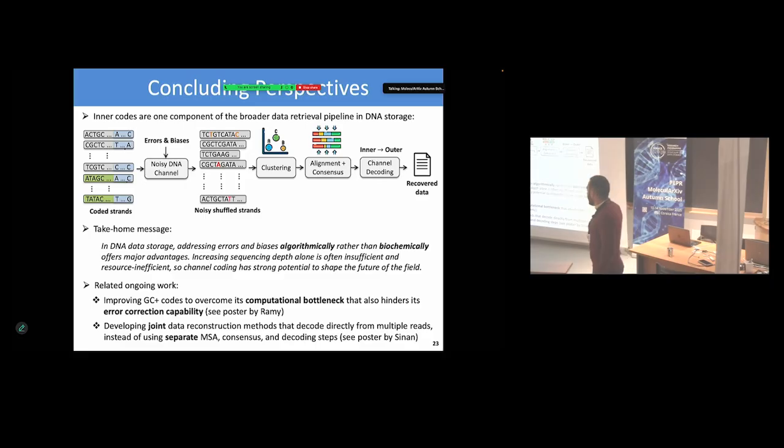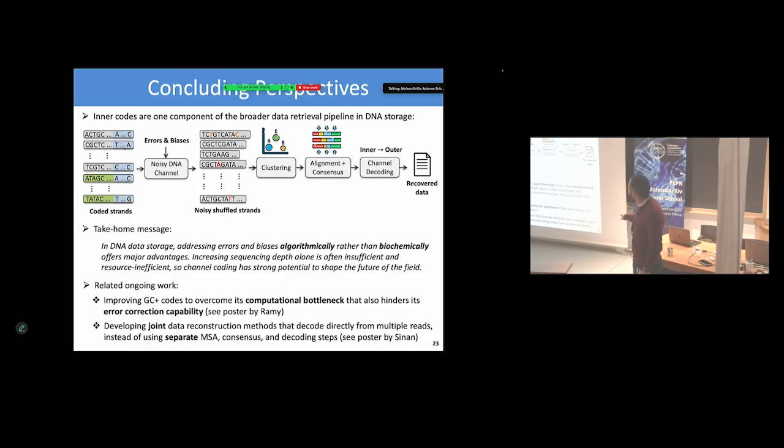And last thing, I want to use this opportunity to advertise 2 posters tomorrow, which are on topics unrelated to what I described today. As you may have noticed, the GC plus codes have some drawback in terms of complexity. If you have to guess a lot, then you have a high computational complexity. To overcome this computational bottleneck, it's something we're working on, that my student Rami is working on, and he has a poster on that tomorrow.